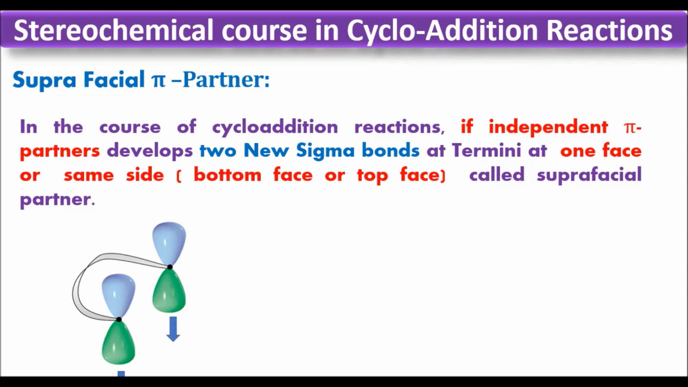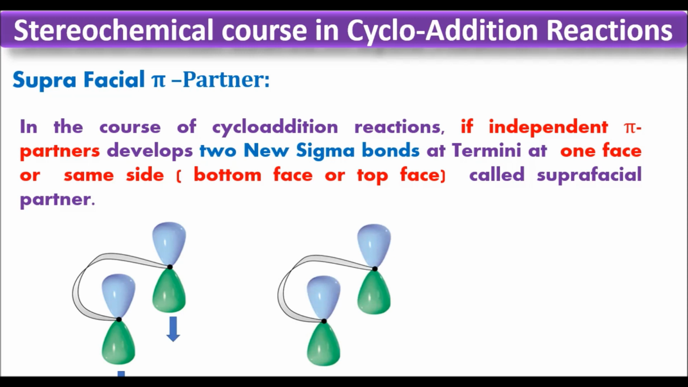So sigma bond formed at bottom side at this place. So these 2 sigma bonds are forming at bottom side. Another example: sigma bond formed at the top side, sigma bond formed at the top side. That means 2 sigma bonds are developing at the same side, that may be bottom side or top side, that is called suprafacial.